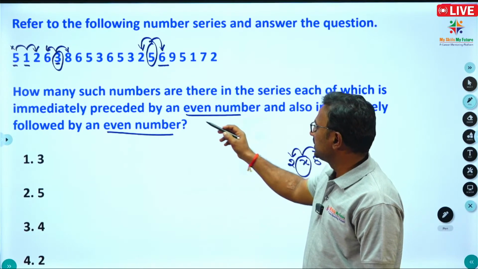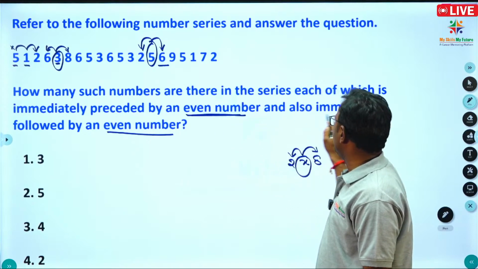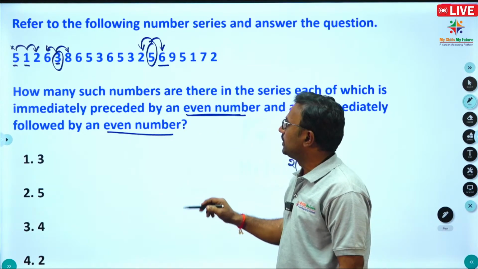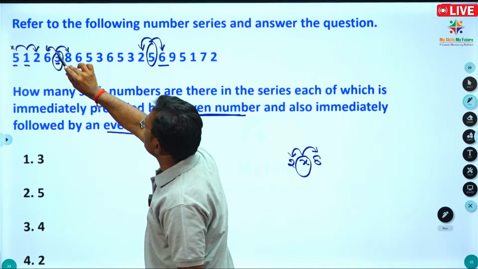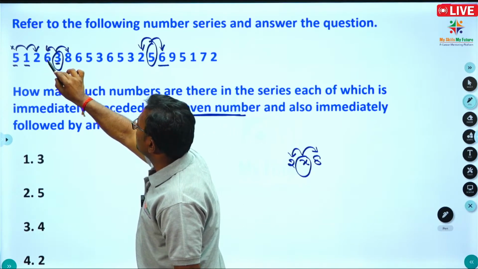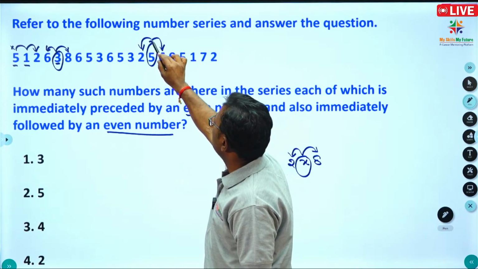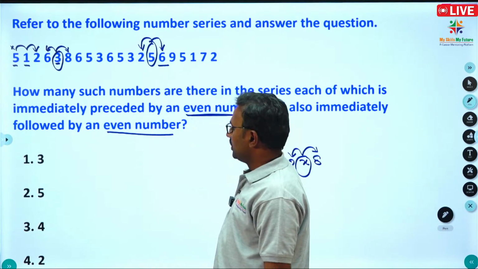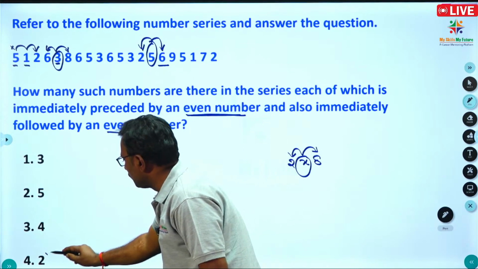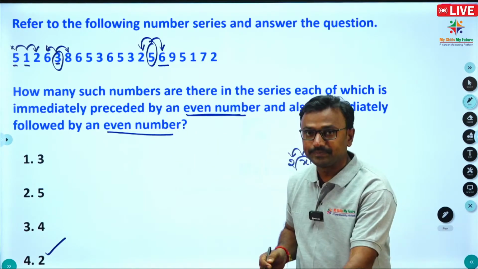So what is the condition given? Which is immediately preceded by an even number and also immediately followed by an even number. So here 3 is immediately followed by an even number and immediately preceded by an even number. Here 5 is immediately followed by an even number and immediately preceded by an even number. So option 4 is correct. Okay, 2 numbers are there. Right, next.